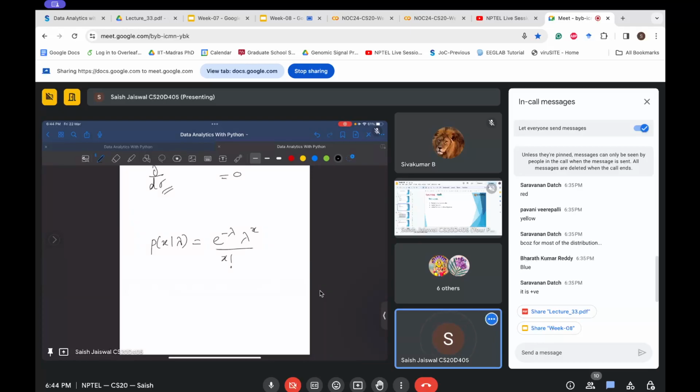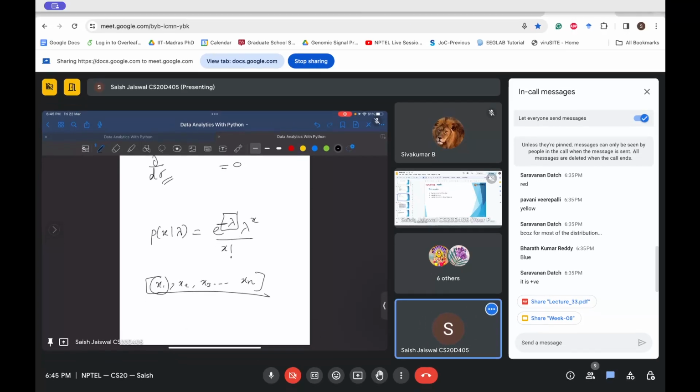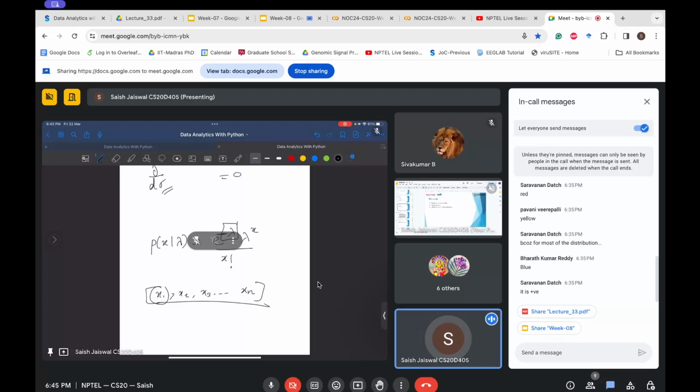So we have been given the data points x1, x2, x3 up to xn, and we want to find lambda which maximizes or which best fits these data points, or maximizes the likelihood of each of the data points. Okay, so let us see these solved examples in Professor Ramesh's slides, and then we'll move on to certain questions.